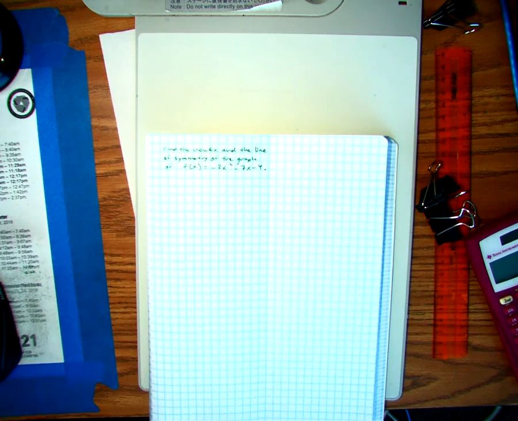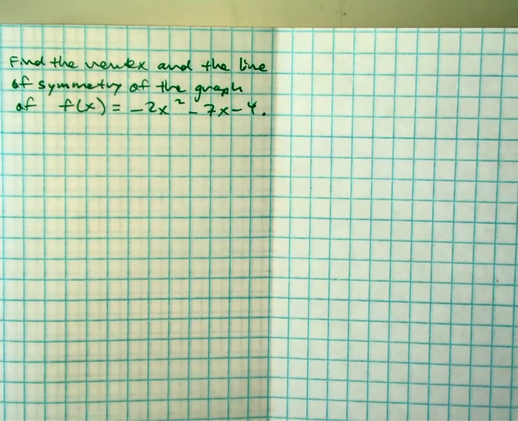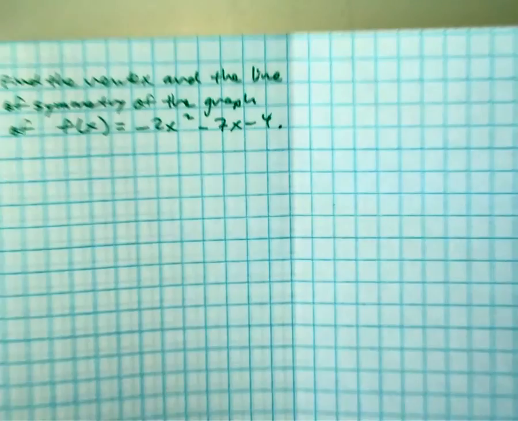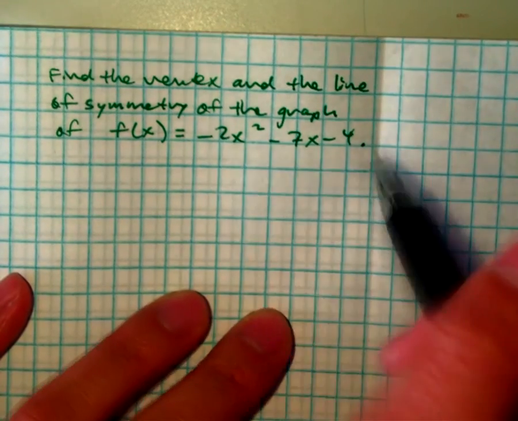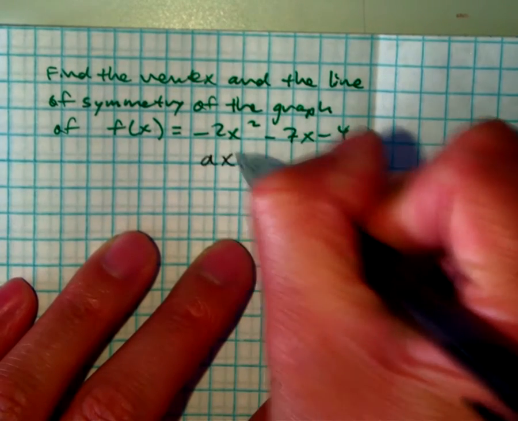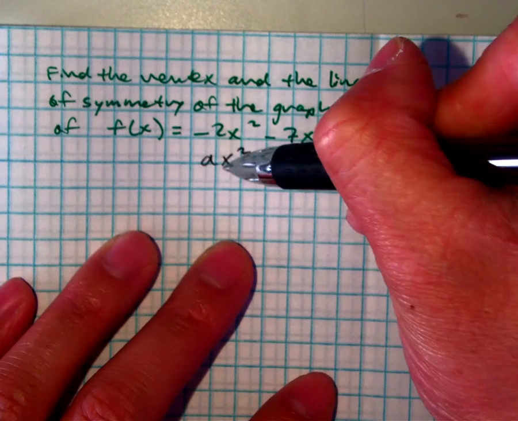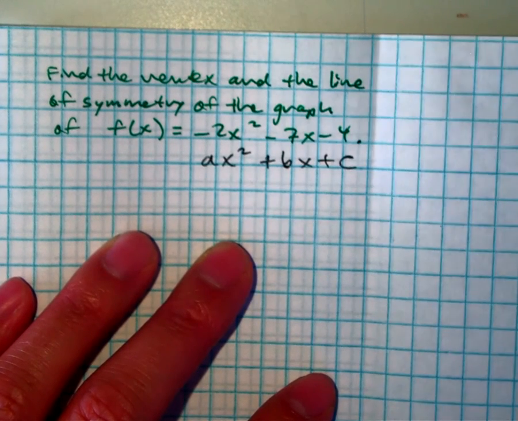Alright, in this problem, they tell us to find the vertex and the line of symmetry of the graph of f of x equals negative 2x squared plus 7x minus 4. Standard form, you should recognize that there are no parentheses. Standard form is basically in descending order. Descending order basically means the exponent, so it's x to the second, x to the first, x to the 0.